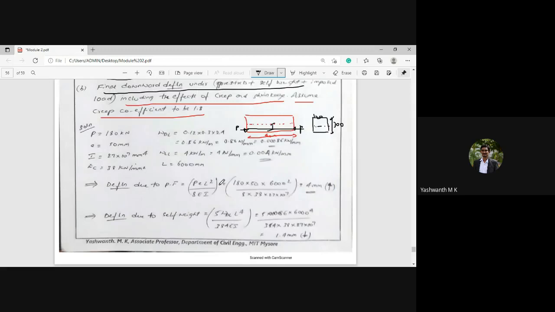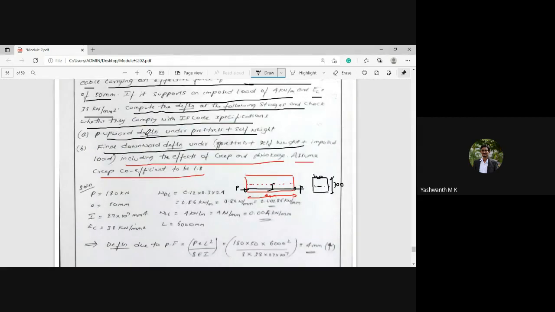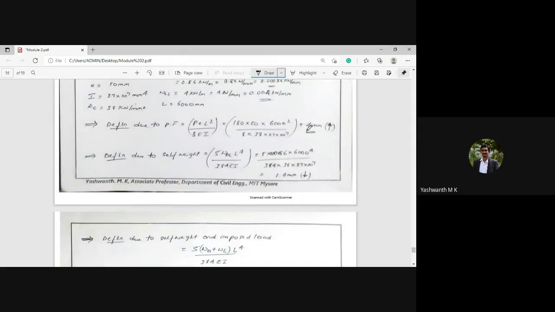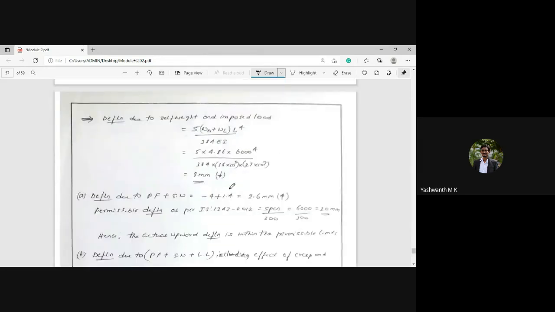So now let me go with the first condition, that is upper deflection under pre-stress plus self-weight. For this, pre-stress plus self-weight is equal to -4 plus 1.4, which is equal to 2.66 mm acting upwards, because during the transfer stage the upper deflection will be predominant.